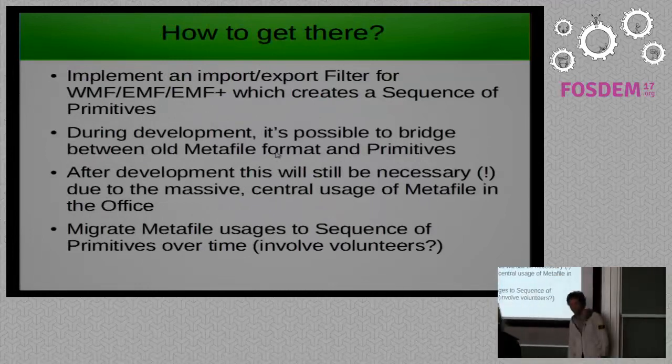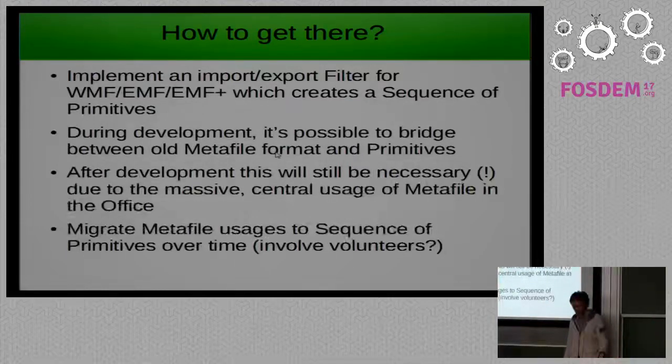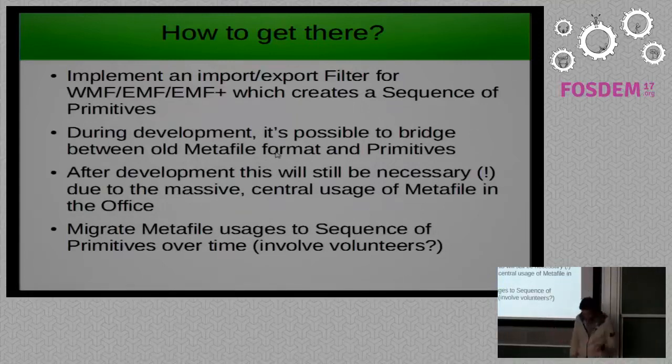So how to get there? First, we would need to implement an import-export filter for all the Microsoft formats, which create a sequence of primitives and no more any of our internal meta files. During development, it's possible to bridge between these both formats because there are ways to get there and to get back. So you can render the primitives into a meta file, and there's a functionality to change the meta file back to primitives. Both are using very high quality and both use all those hacks. So this should be in some years the last place where those hacks are used.